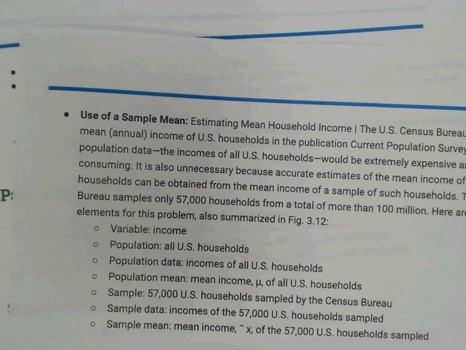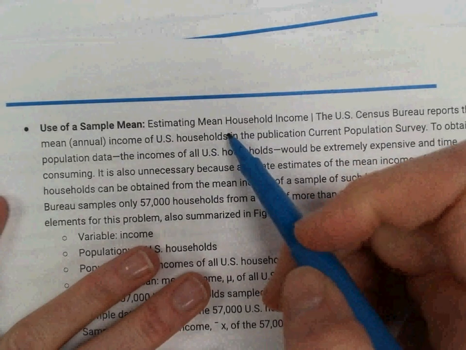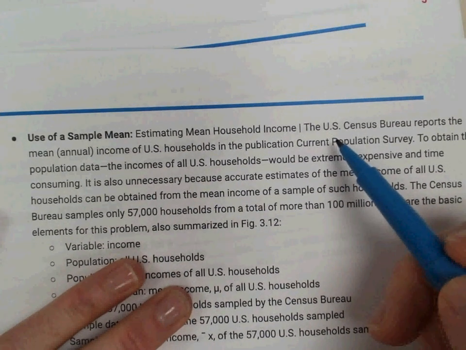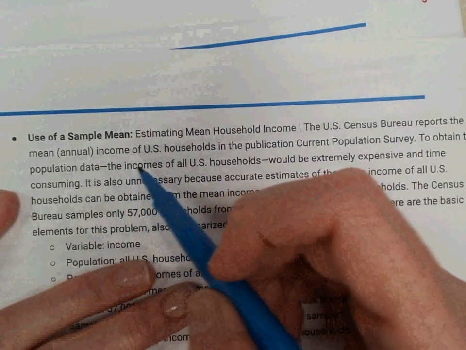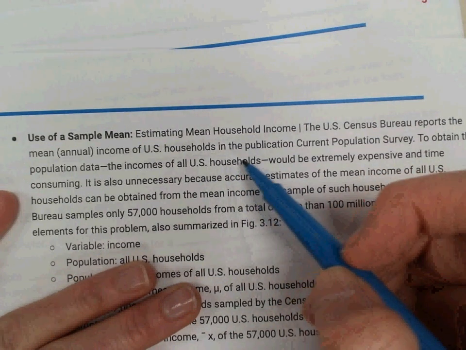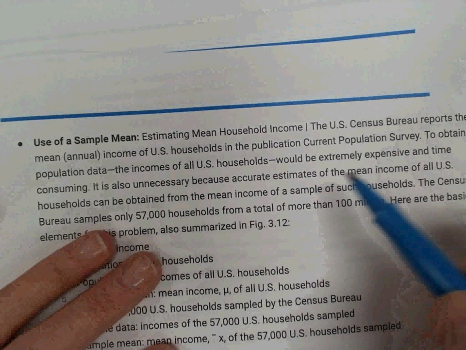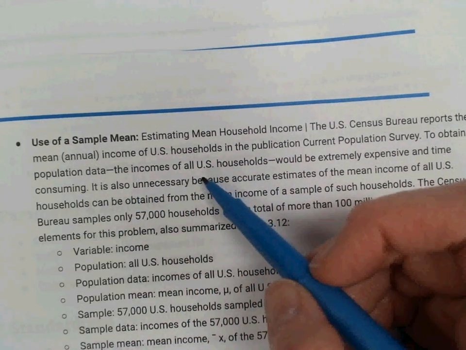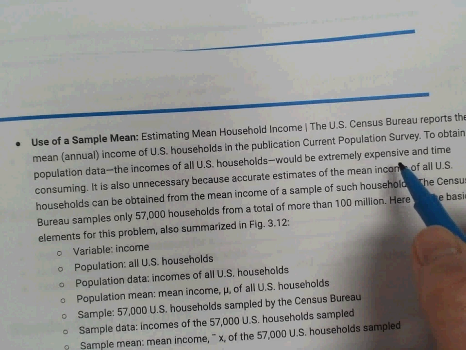Now the use of a sample mean. So we'll take a look at this example, estimating a mean household income. The U.S. Census Bureau reports the mean annual income of U.S. households in the publication Current Population Survey. To obtain the population data, the income of all U.S. households would be extremely expensive and time-consuming.